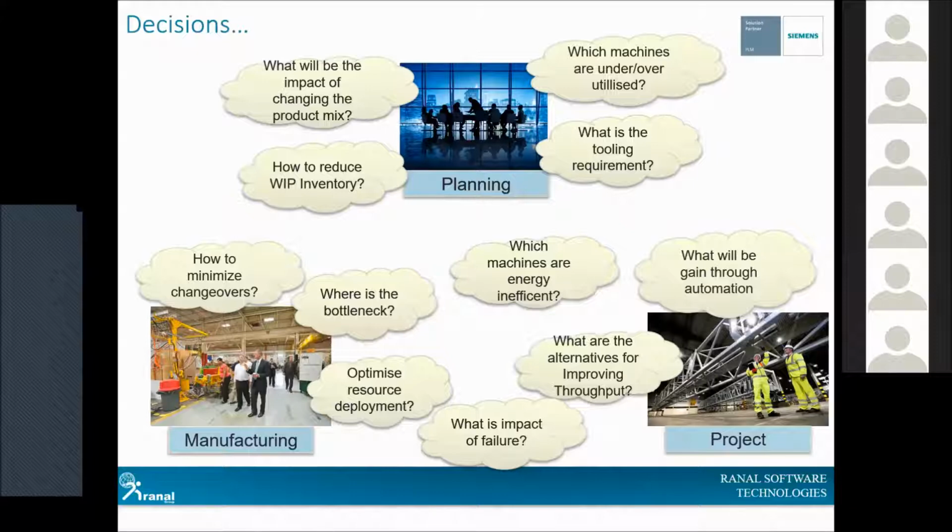The second space is, can I reduce my work in progress inventory? This is something that is of keen interest to everyone today. Also, do I have enough tooling? What is the most optimum number of toolings? Sometimes we might feel that having more toolings will help us produce more, but is that a reality? That is something that needs to be validated. How can I minimize the changeovers? Where is the bottleneck? Which is the bottleneck station? How can I optimize the resource deployments?